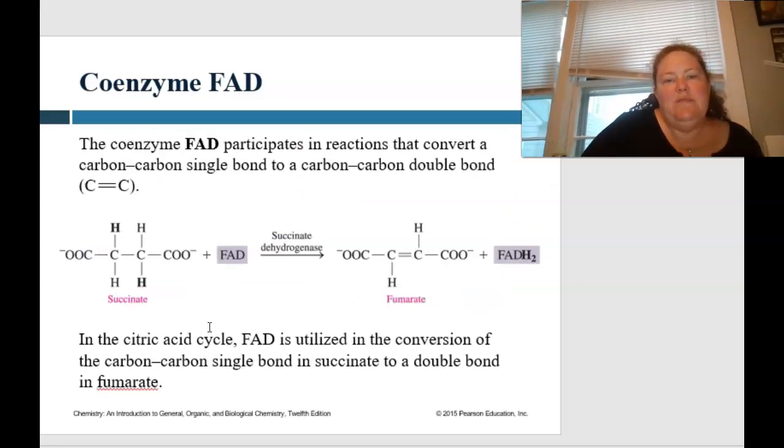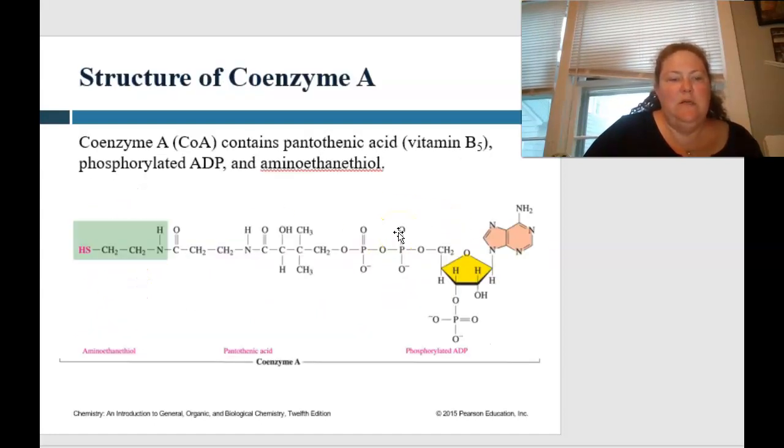so coenzyme FAD is going to participate in reactions that convert a carbon-carbon single bond to a carbon-carbon double bond. Okay, and in the citric acid cycle, the FAD is utilized in the conversion of a carbon-carbon single bond in succinate to a double bond in fumarate. Okay, so you have your single bond to your double bond.